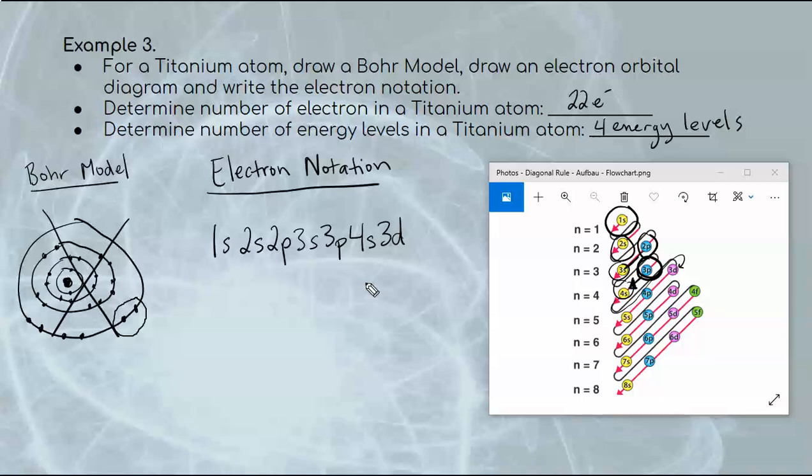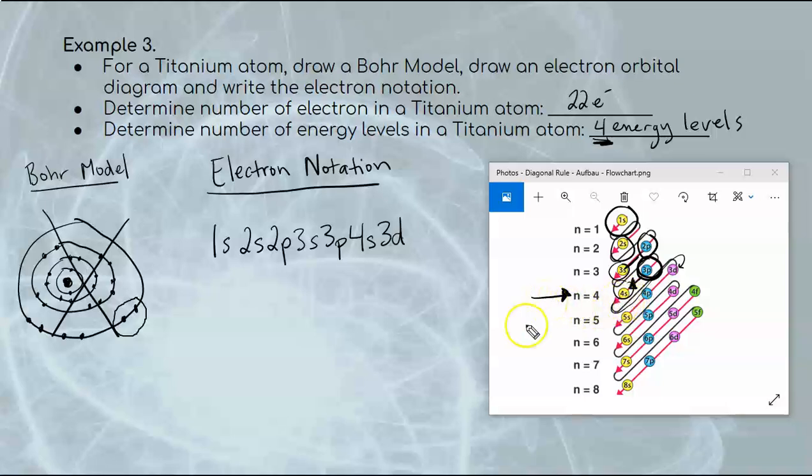So this kind of shows how the Bohr model doesn't get the full picture. The electron notation really tells us the correct order of all of the energy levels. All right, so remember, titanium goes all the way up to the 4th energy level. So that means I want to write my electron configuration somewhere up to 4.